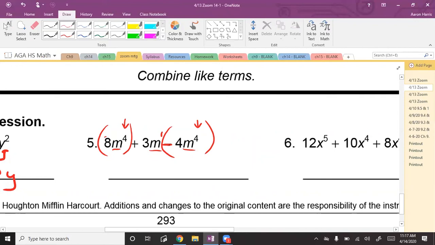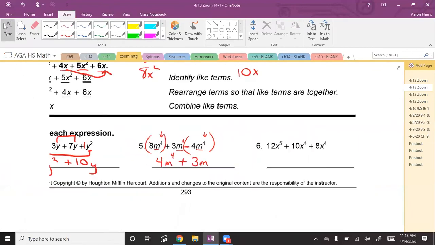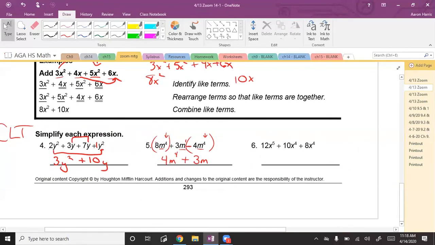So when I combine them, I'm adding or subtracting. If I'm adding or subtracting, the only thing that is affected is the coefficient. 8 minus 4 is what? 4. Keep the m, keep the power. Nothing happened to the 3m, so I just write it. 4m to the 4th plus 3m. And that's how I do that. So it's pretty simple, it's pretty straightforward, and I'm able to go there, okay?